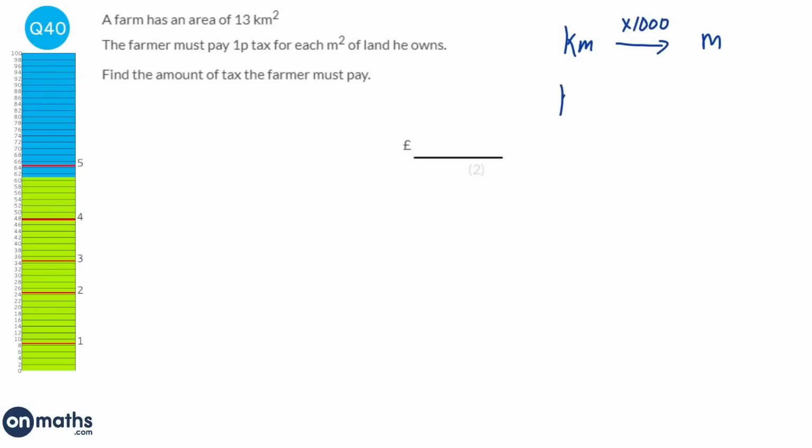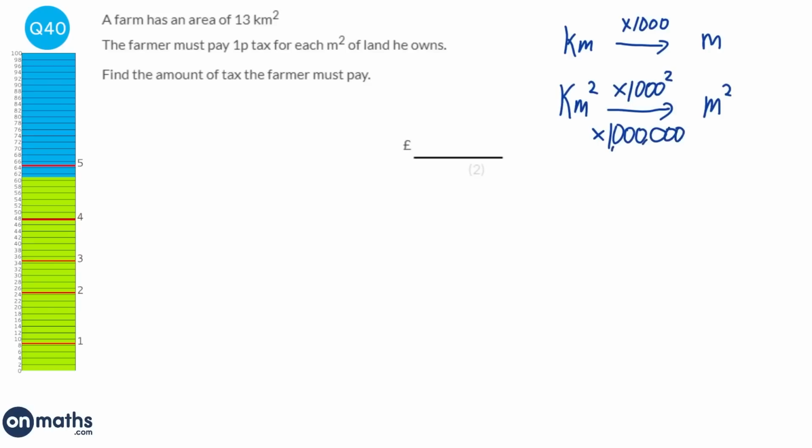But if I have something in kilometers squared and I want to convert it into meters squared, I actually times it by 1,000 squared, which is 1,000 times 1,000. Okay, so I'm actually times it by not 1,000, but 1,000 squared. So that's another 3 zeros. You can see here that that's 1,000,000.